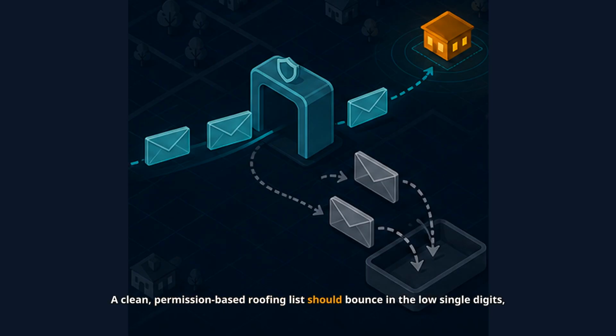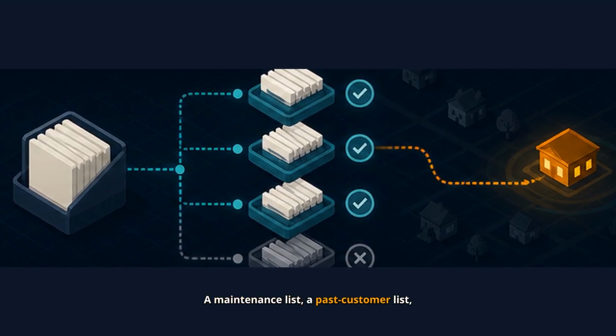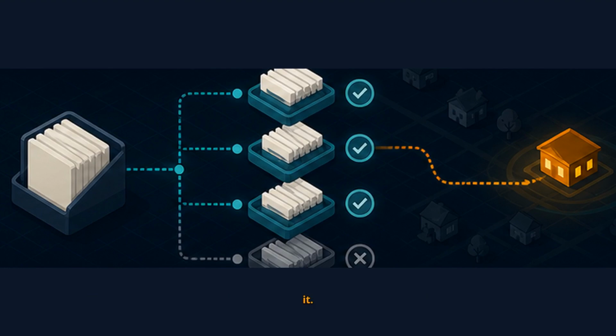A clean, permission-based roofing list should bounce in the low single digits, often under 2%. When it jumps to 8 or 15, that's a list problem. Read bounce by segment, never as one blended number. A maintenance list, a past customer list, and a 4-year-old unsold estimate list bounce at wildly different rates. The blend looks fine, while one rotten segment burns reputation for everyone next to it.